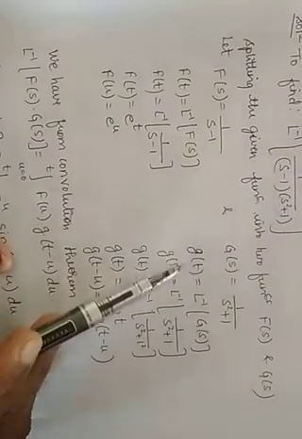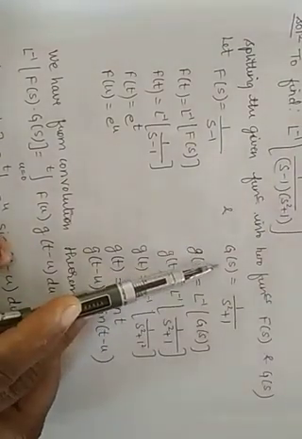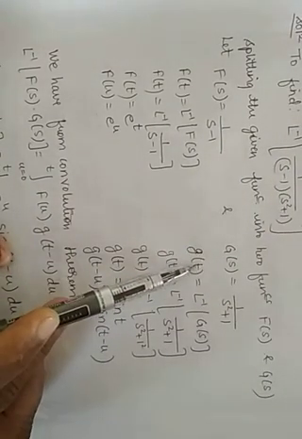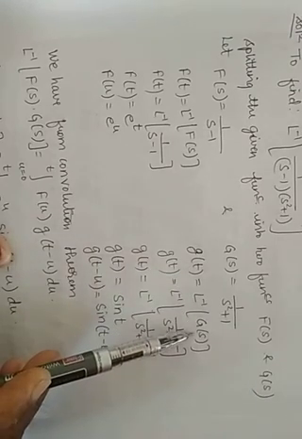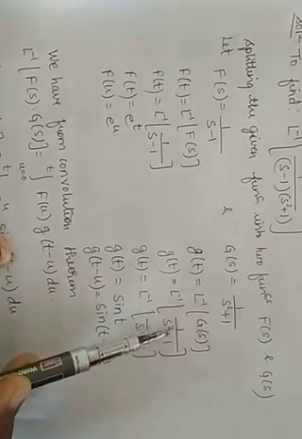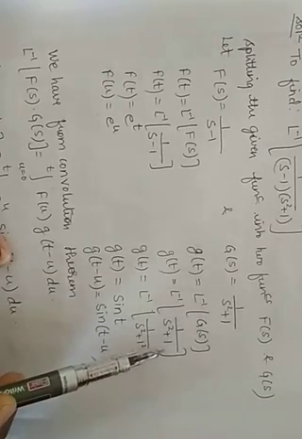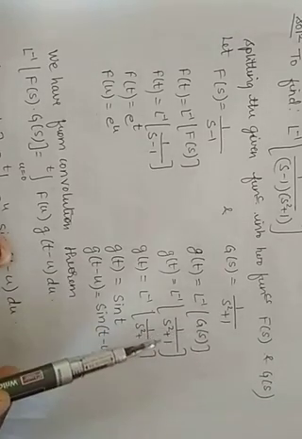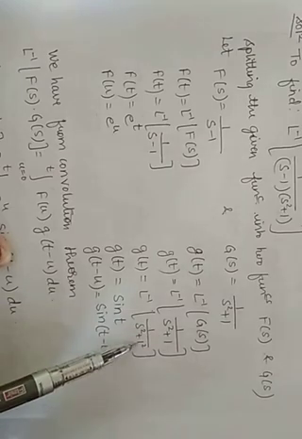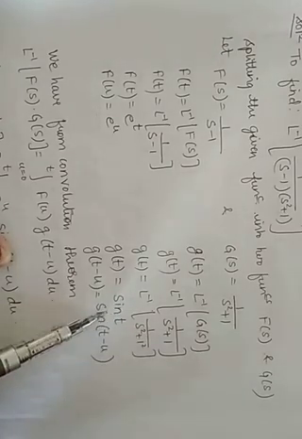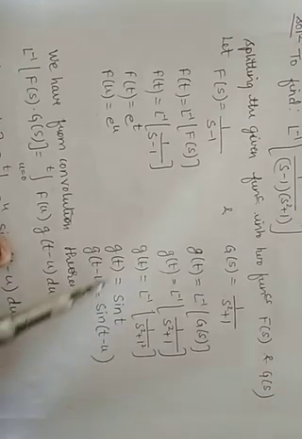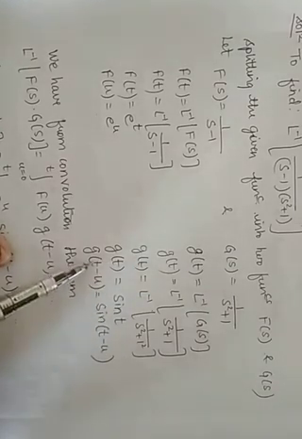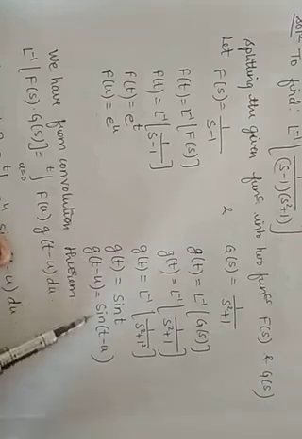Next, here you have got g of s. Now find g of t. How to find g of t? It is L inverse of g of s. What is g of s? 1 upon s square plus 1. So whose L inverse is it? 1 upon s square plus a square is sin at upon a. Now what is a? 1. So sin t. You have got g of t. Find g of t minus u. That is sin of t minus u.